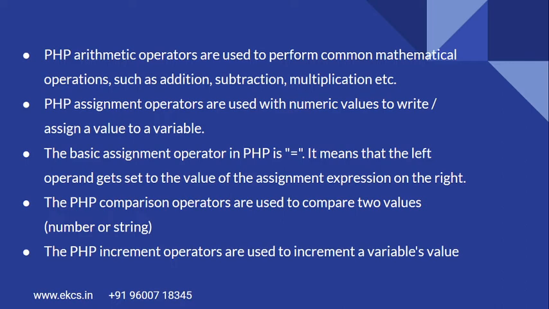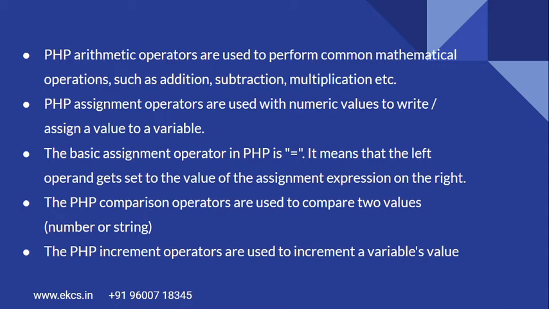The basic assignment operator in PHP is equal to. So the left side variable, we can also call it as operand. For that variable, we can assign a value based on the variables given in the right side. We can give some expression, assignment expression using the variables in the right side. The output of the value assigned in the right side will be assigned to the variable given in the left side.